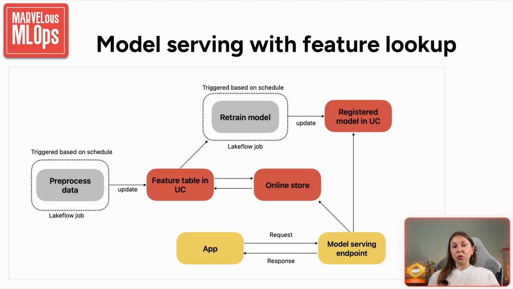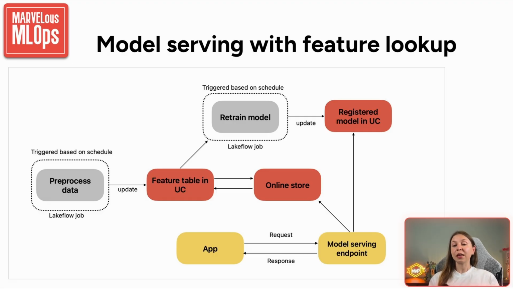The feature table is used to create a training set to retrain the model, and then we can also log the model and register it in Unity Catalog. However, in this scenario, model logging is using the feature engineering package on Databricks. The feature table that was updated using the data pre-processing job also must be synchronized with the online store, similar to the scenario of feature serving, which we covered earlier.